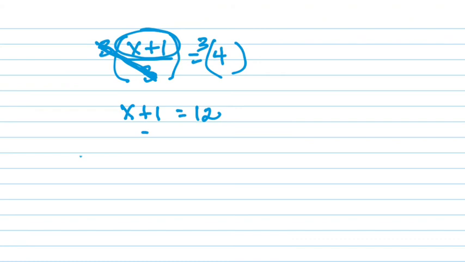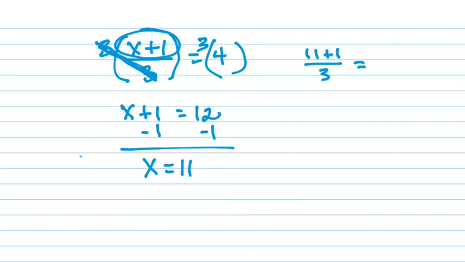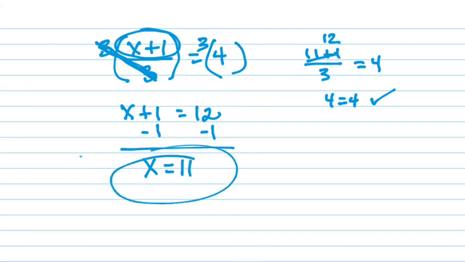Now we'll just get the x by itself by subtracting 1 from both sides, which gives me x is equal to 11. And you're done. Now, you could check this if you want to by plugging it in and working it out. So that'll be 11 plus 1 divided by 3 should equal 4. So that's 12 divided by 3. So 4 equals 4. Does it check? Yes. I'm never going to make you check it, though, as long as you're careful. As long as you're careful and you're following the processes, then you don't need to check it.